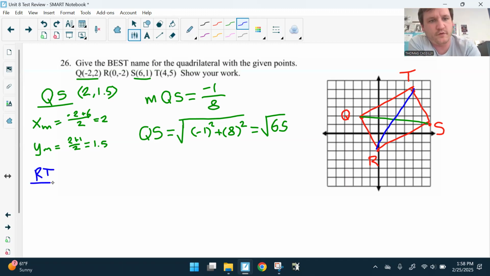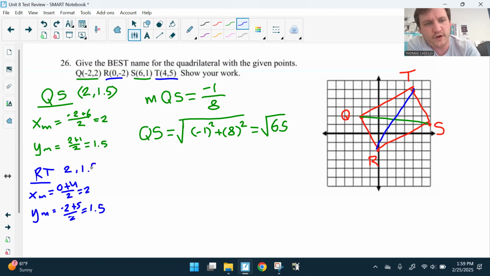So I've got blue ink on R and T. The X midpoint: 0 plus 4 divided by 2 gives us 2. The Y midpoint is equal to negative 2 plus 5 divided by 2, which gives us 1.5. Looking at that, we automatically know it's a parallelogram. Look at those midpoints. They are the same. Anytime you have the midpoints that are the same, they bisect each other. So we automatically know from that that this is a parallelogram.